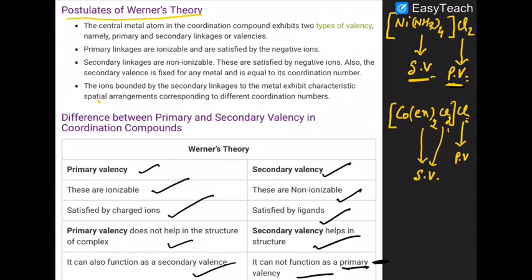So not always, sometimes they function as primary valencies. Only negatively charged secondary valencies can act as primary valencies. I am repeating once more: only negatively charged secondary valencies can act as primary valencies.